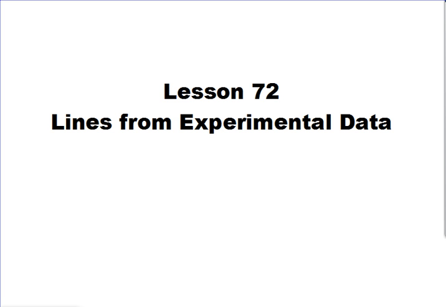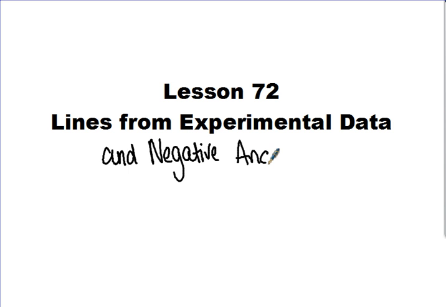Lesson 72, lines from experimental data, and it's actually negative angles as well. All right, so you can also add to the title, and negative angles. We are actually going to talk about experimental data more in class. We're not going to touch on that right now. Right now what I want to talk about is the negative angles aspect.